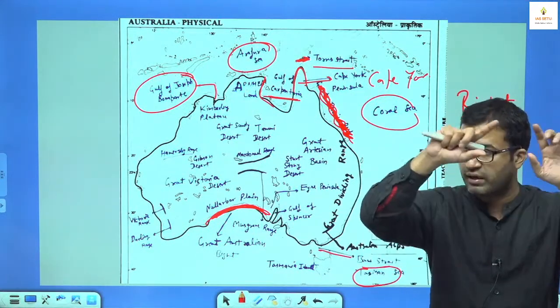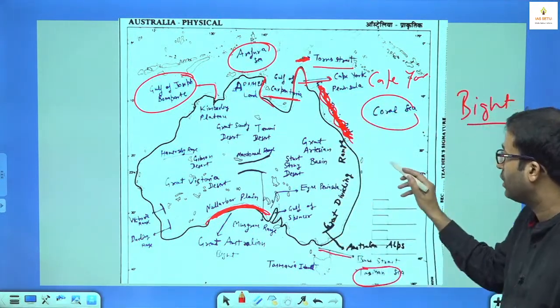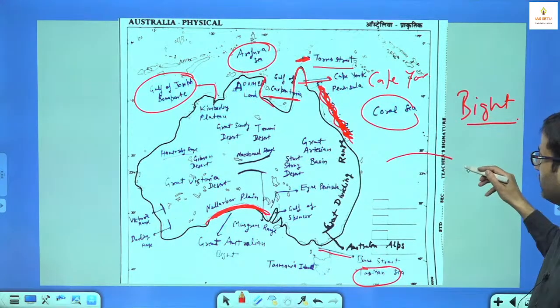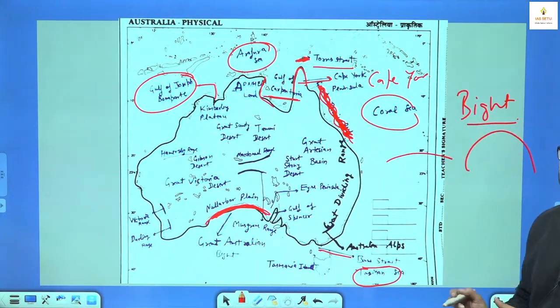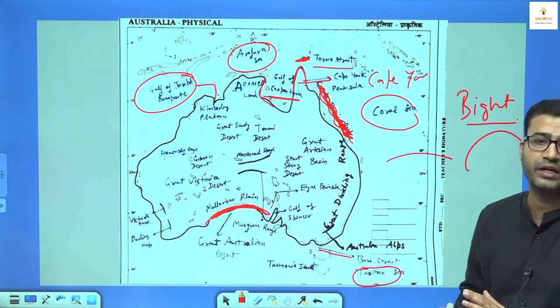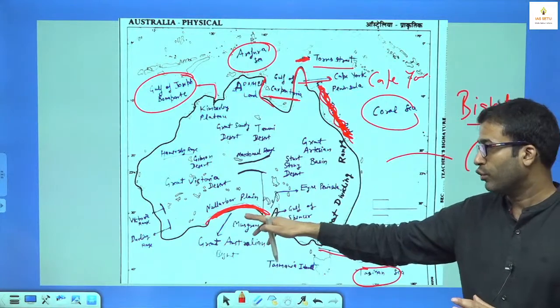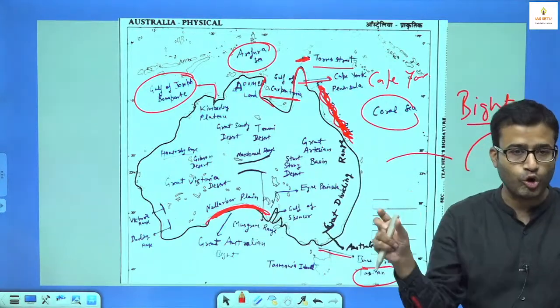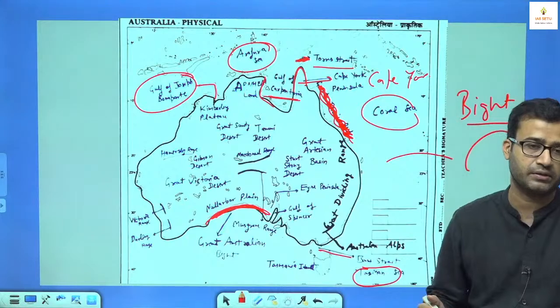In bay and gulf we have a large bend. This is called bight. This is called bay. So that is the difference between bay and bight. So where there is a bend in the coastline, it is known as bight.